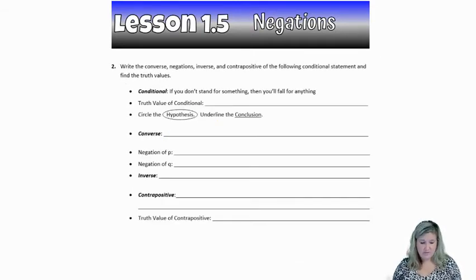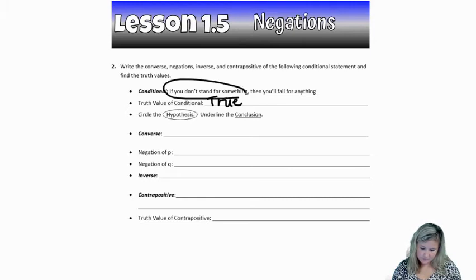This one's a little tricky because the conditional statement uses the word not. If you don't stand for something, then you'll fall for anything. You've probably heard that saying before. The truth value of the conditional, I would say, is true. Let's circle the hypothesis and underline the conclusion. The converse, remember, just flips those two: if you fall for anything, then you don't stand for something.